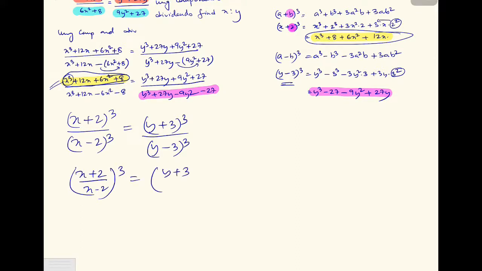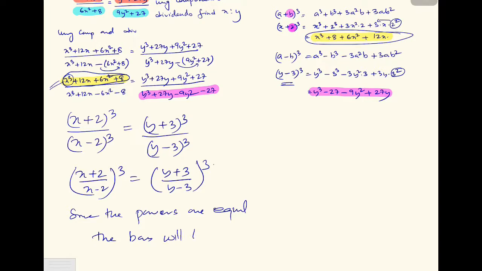Here x plus y plus 3, y minus 3, the powers are equal. You know, since the powers are equal, in class 9 indices says the bases are equal. So what can I do? I can finally write x plus 2 divided by x minus 2 equals y plus 3 divided by y minus 3. Now time to cross multiply.